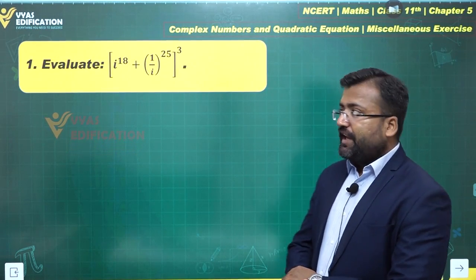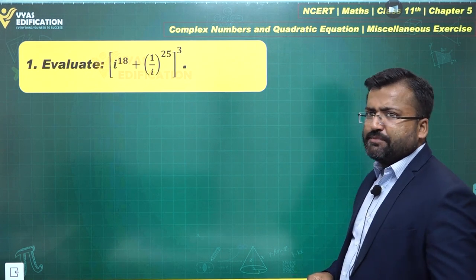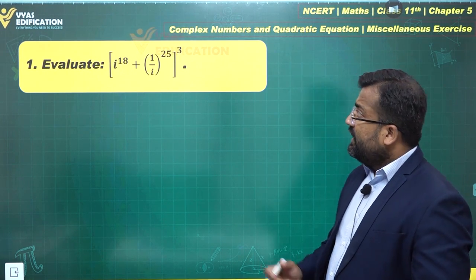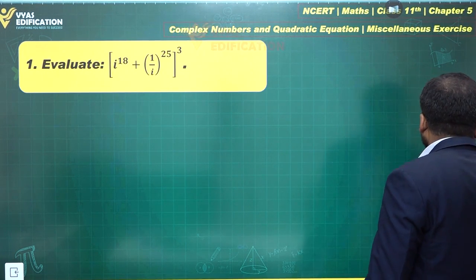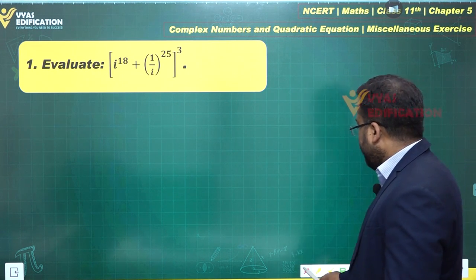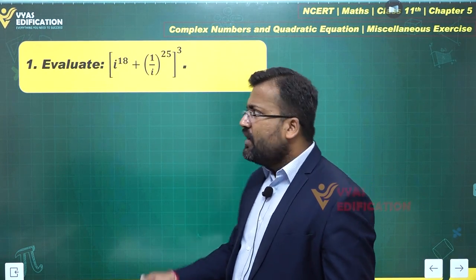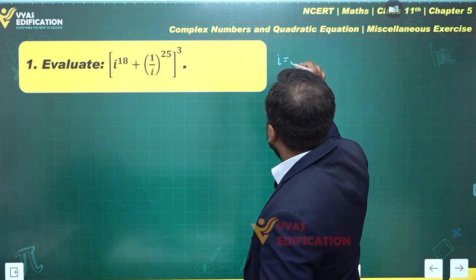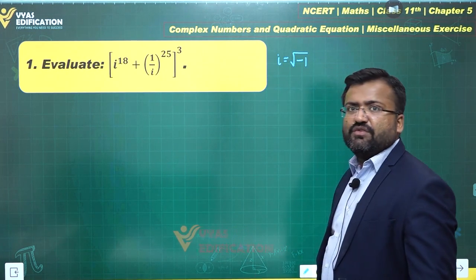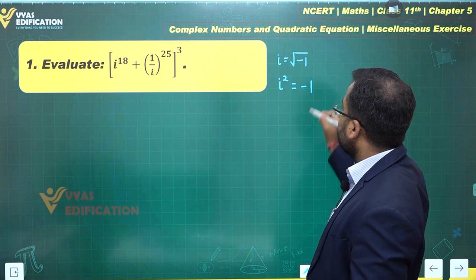What does the question say? Let's take a look at this. Evaluate this whole complicated expression and simplify this. Let's try to simplify this expression. And do we recall some things related to powers of i? There are some powers of i involved over here, right? What is i? i is square root of minus 1. That is something which we are aware of. And i square is simply equal to minus 1.